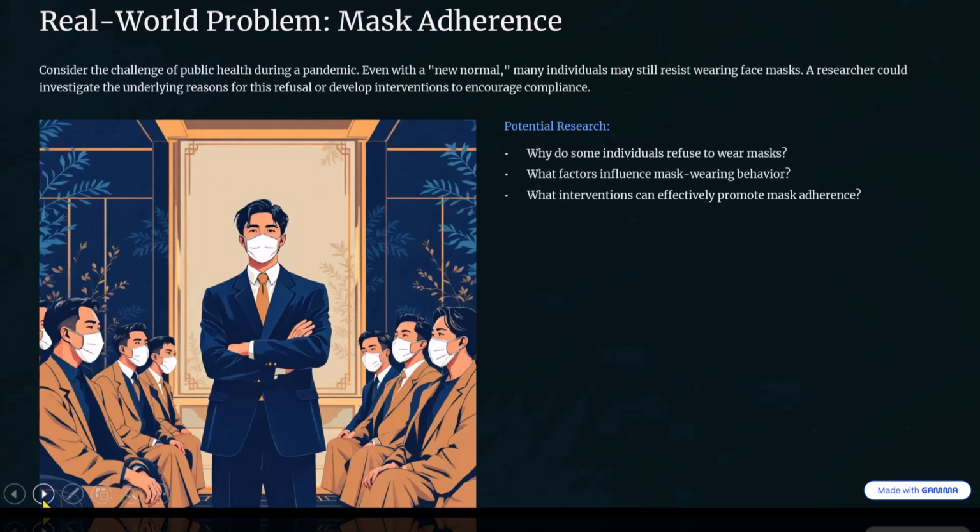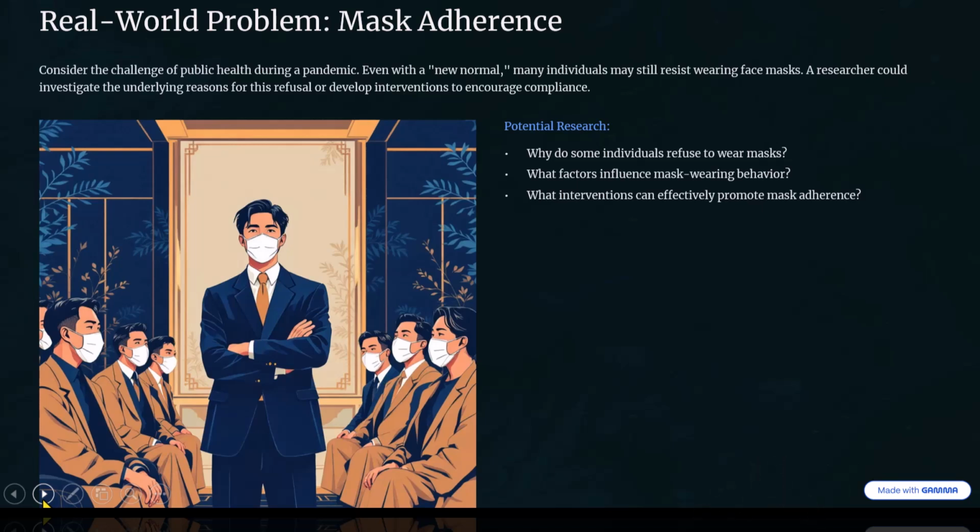Let me give you an example. I want you to consider the challenge of public health during the pandemic, even with a new normal. Many individuals may still persist wearing face masks. A researcher could investigate the underlying reasons for the refusal or develop intervention for encouraging compliance. Let's assume that during the pandemic, some people don't want to wear face mask. So why? That's a problem.